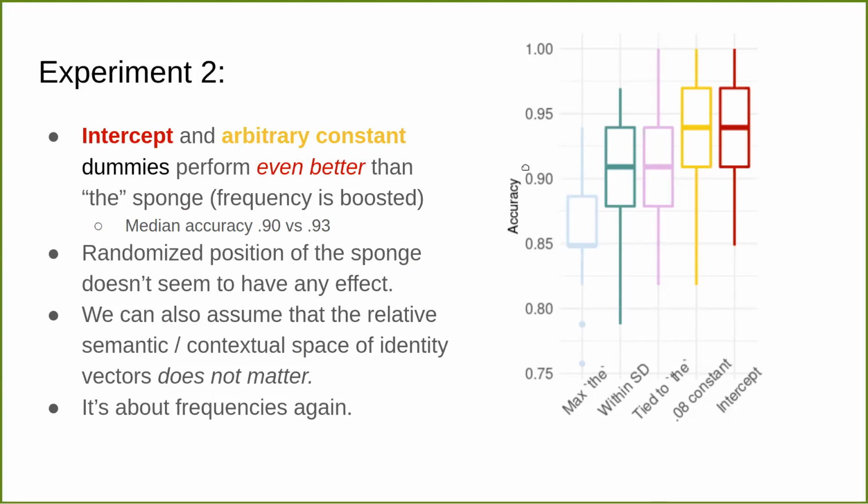So what we can take from here is that the randomized position of the sponge doesn't seem to have any effect on the authorship attribution here. Based on that, we can also assume that the keyness space, this relative space, doesn't really matter. So we are going back from our context representations, the contextually aware representation of the text. We are kind of pushed back to the sheer frequencies.